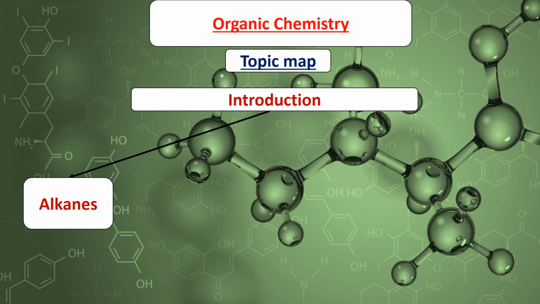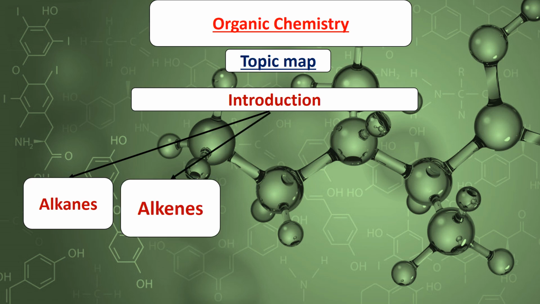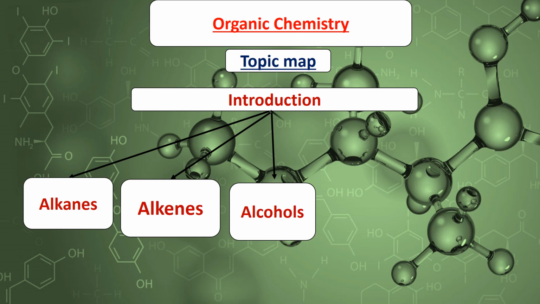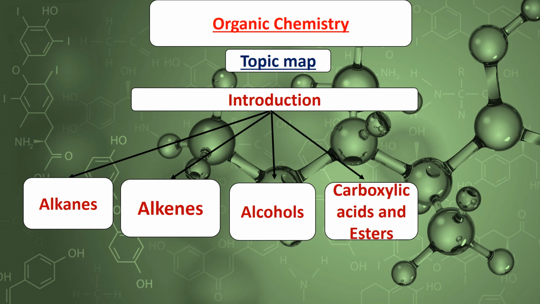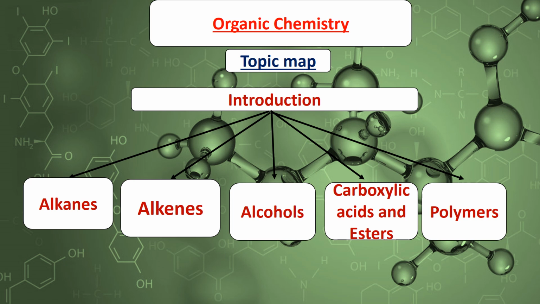So remember, for family in this topic, we're going to be using the word homologous series. You understand what that means. Once we get done with this homologous series, we're going to move to the next homologous series, which is called alkenes. Then we'll proceed to alcohols, carboxylic acids and esters, and then we'll end with polymers. So in this specific video, we're going to do alkanes.